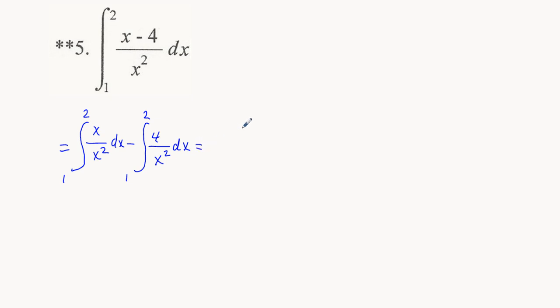And just simplifying to the right, we have the integral from 1 to 2, and this x over x squared simplifies to 1 over x. So we have that, and we're going to have minus 4 over x squared, which simplifies to x to the negative 2 power, again from 1 to 2 dx. And I'm going to work below here. I think that'll give us more room.